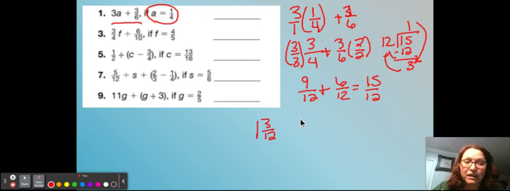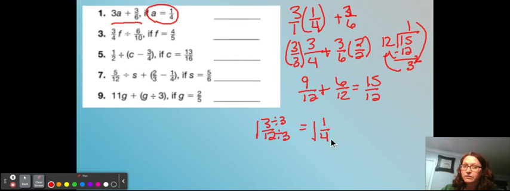Now I'm looking at it and I'm saying, oh gee, 3 goes into 12, doesn't it? So that means I have to divide top and bottom by 3. So 3 divided by 3 and 12 divided by 3. So I'm going to bring my 1 over. 3 divided by 3 is 1. 12 divided by 3 is 4. So my answer is 1 and 1/4.